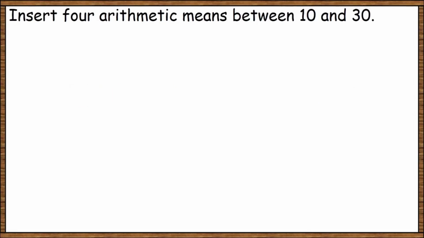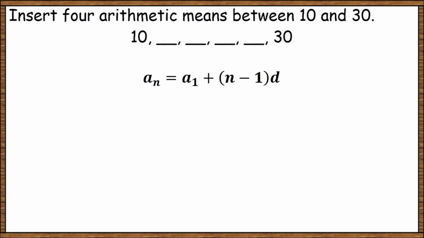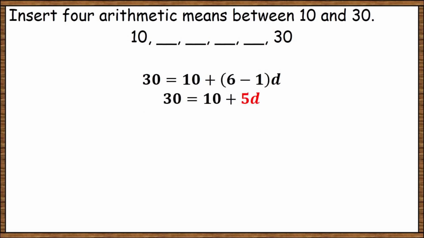Exercise number 7. Insert 4 arithmetic means between 10 and 30. Base sa problem pwede na tayong gumawa ng draft ng ating sequence. Dahil sa draft natin, nalaman natin na ang 6th term ay ang 30. Habang ang first term natin ay 10. Kailangan natin masolve ang common difference bago natin mabuo ang sequence. Balikan natin ang formula sa arithmetic sequence. Substitute na natin ang given sa formula. Magiging 30 is equal to 10 plus the quantity 6 minus 1 times d. 30 is equal to 10 plus 5d.